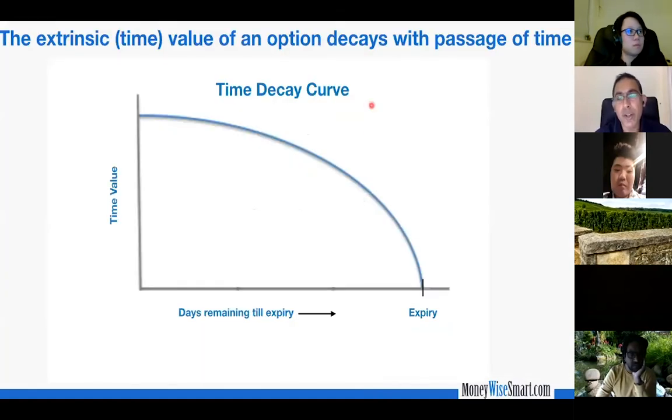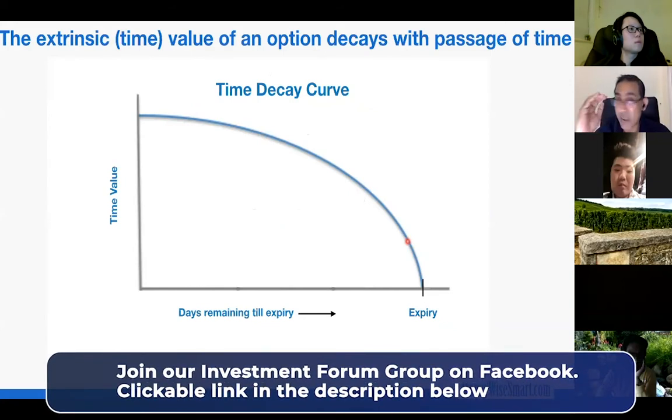I showed you this picture while discussing call options, that the extrinsic value decays with time. So as an option nears the expiry date, this is how the time decay curve looks. If the share price remains constant, the intrinsic value of an option will remain constant, but the extrinsic value will decay.